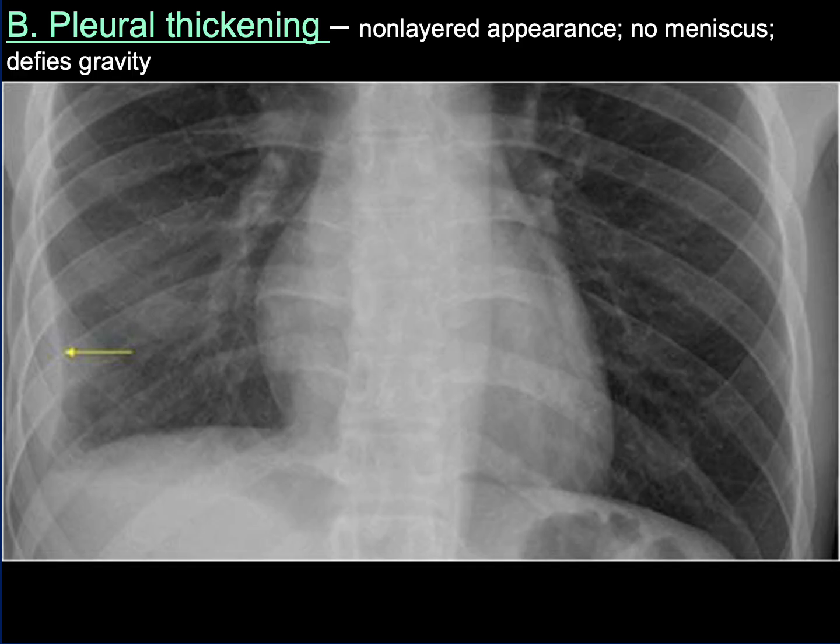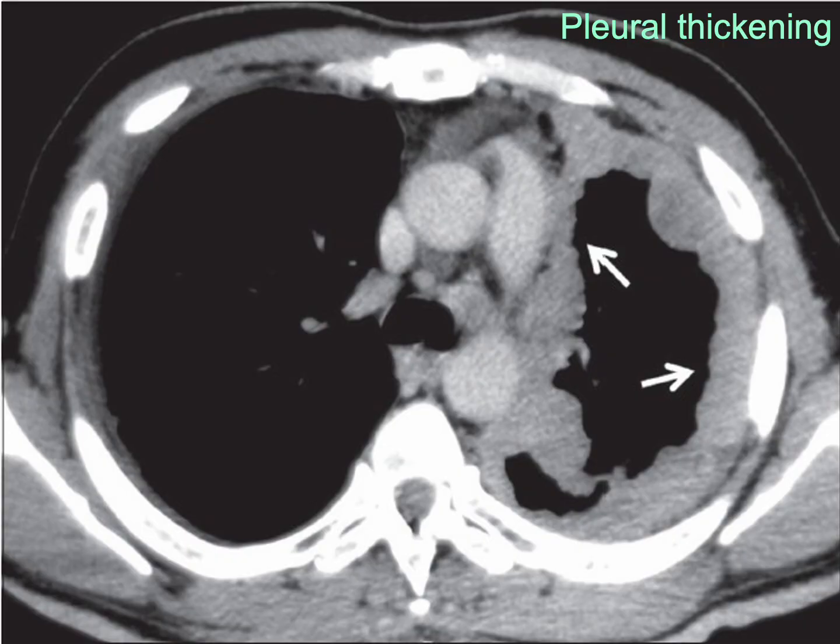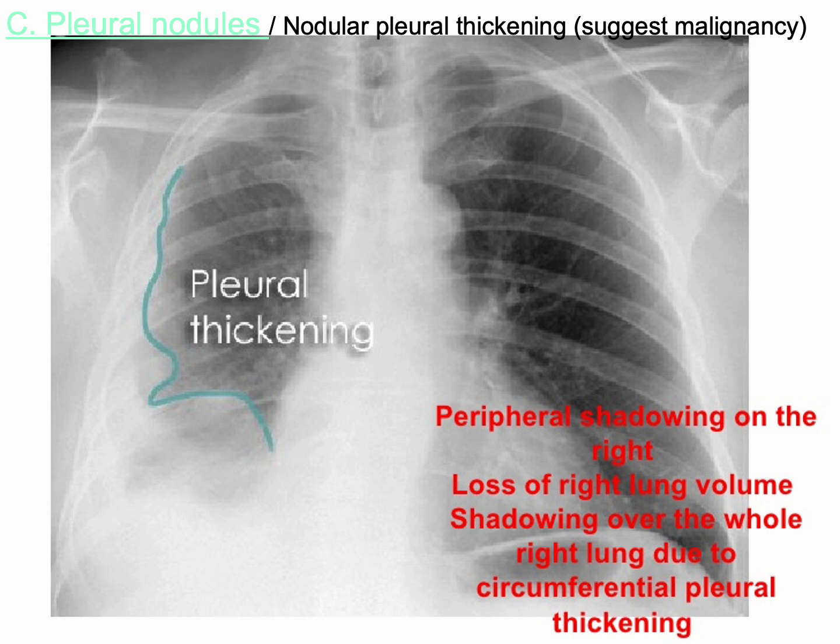Pleural thickening occurs as a non-layered appearance. There is no meniscus and it defies gravity. It happens in areas which are not dependent. The appearance on a CT scan of pleural thickening is very different from that seen on an X-ray. Again, 2D versus 3D appearance. Another area of pleural thickening.